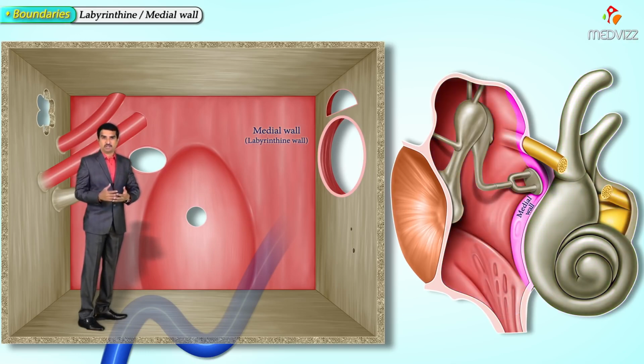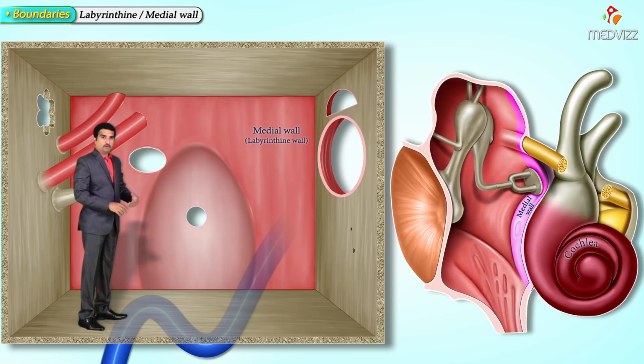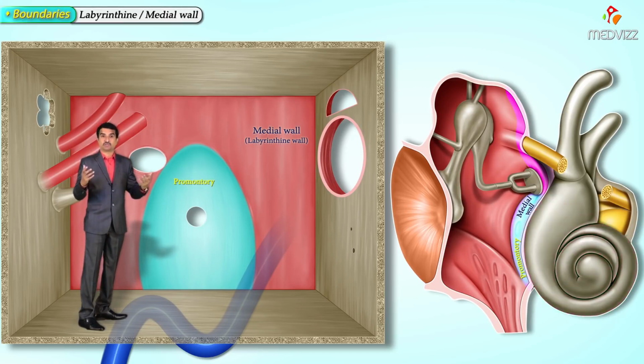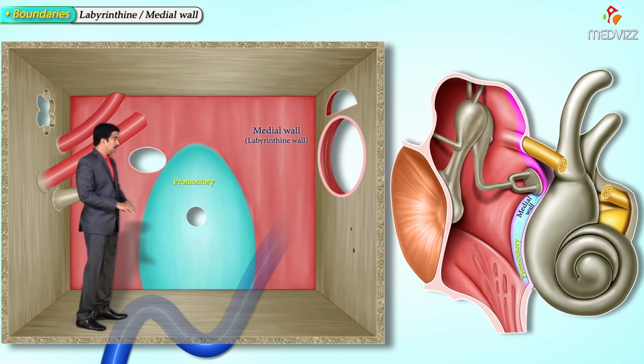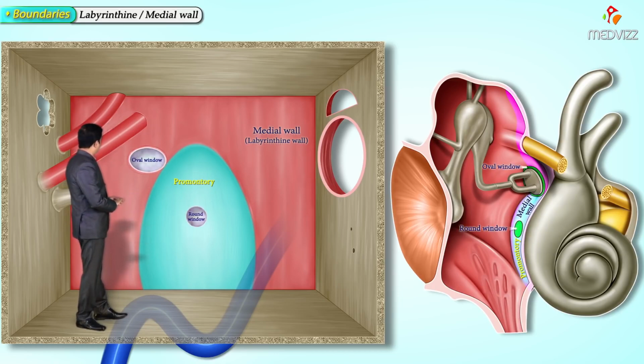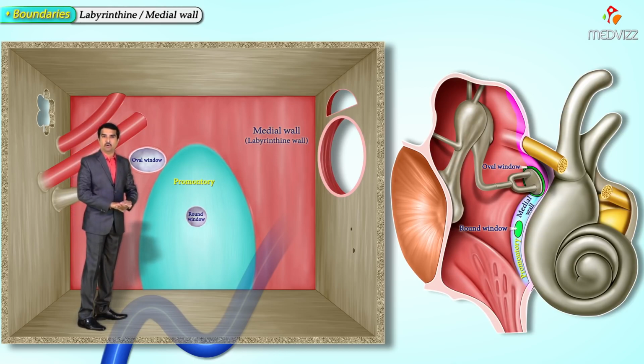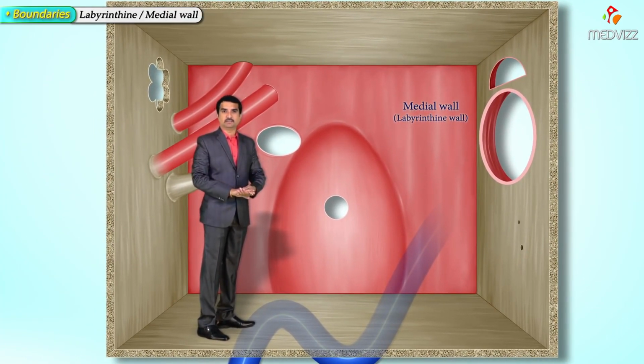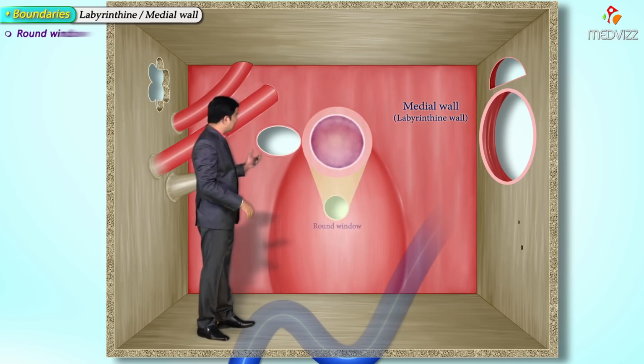The initial part, that is the basal turn of the cochlea, forms the promontory of the labyrinthine wall here. And we can also see some important structures like the round window as well as the oval window, right? Promontory, round window, oval window, all these are structures we can clearly visualize on the medial wall of the middle ear. The oval window and round window communicate with the inner ear. So here we have to discuss in a little more detail the round window as well as the oval window.